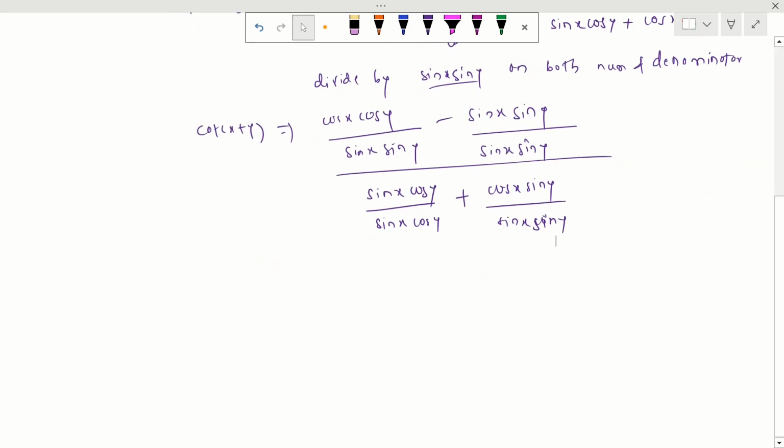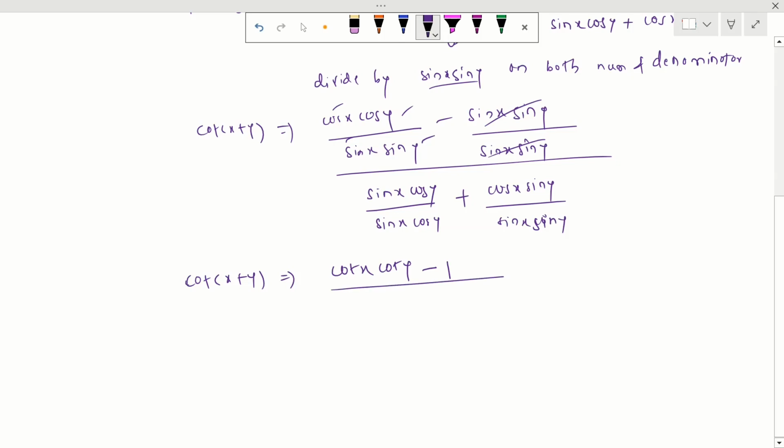Now if we simplify these equations, cot of x plus y is equal to, cos x divided by sin x is cot x. Cos y divided by sin y is cot y. The terms do not get cancelled here. Cos x and sin x give cot x, cos y and sin y give cot y. And in these terms, sin x sin y over sin x sin y is one, it gets cancelled and we get one.